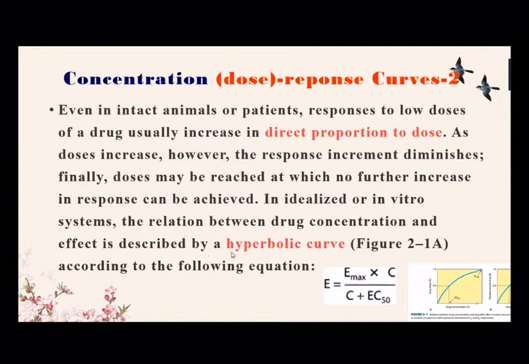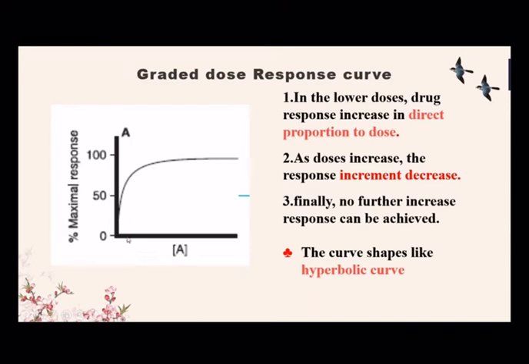The curve is shaped like this. What does this mean? Look at this curve. It's a graded dose-response curve. It's a hyperbolic curve. At low doses, drug response increases in direct proportion to dose. As dose increases, the response increment decreases. Finally, no further increased response can be achieved.